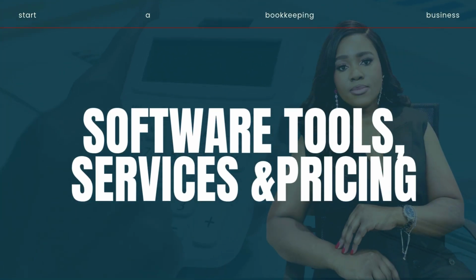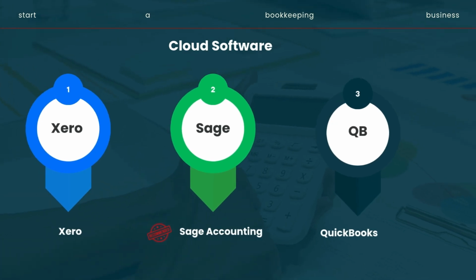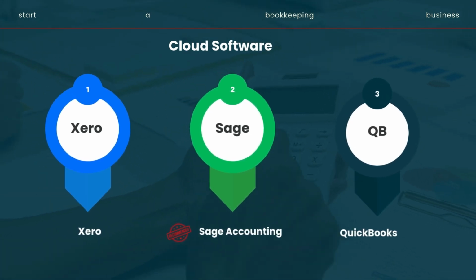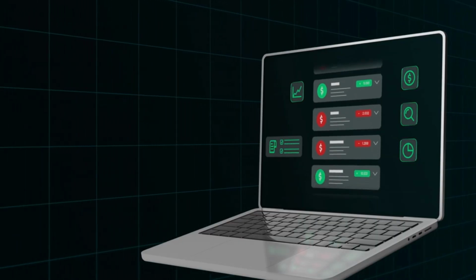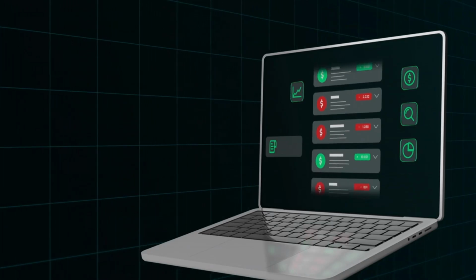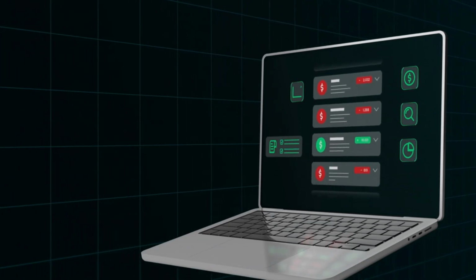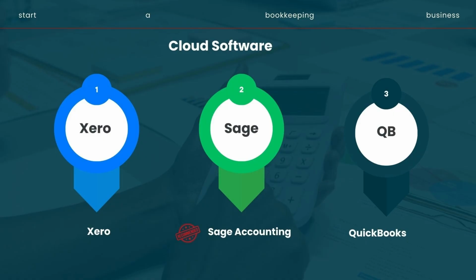Now let's discuss the software tools that you're going to need to get started, and also the services that you're going to be providing, as well as how to price your services. So we're working in a digital age now, so it's recommended that you use a cloud software. A cloud software is an accounting and payroll software that you can use online, so you don't need to install.